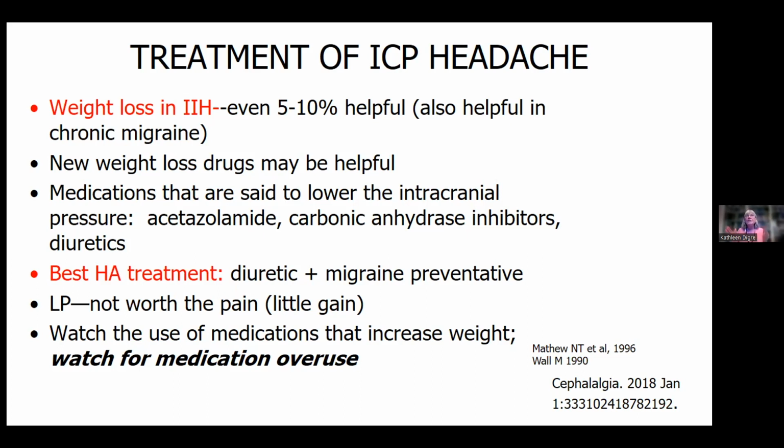There are medications that lower the pressure, and those are usually acetazolamide or other carbonic anhydrase inhibitors. What they do is reduce the amount of spinal fluid being made. Other diuretics also can be helpful. The best treatment is basically a diuretic like acetazolamide plus a migraine preventative. Doing frequent lumbar punctures is not worth the pain because there's very little gain. And then we watch for medications that increase weight because we don't want that. And of course, we want to watch for medication overuse.